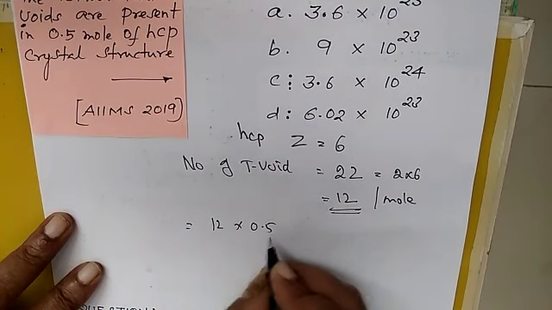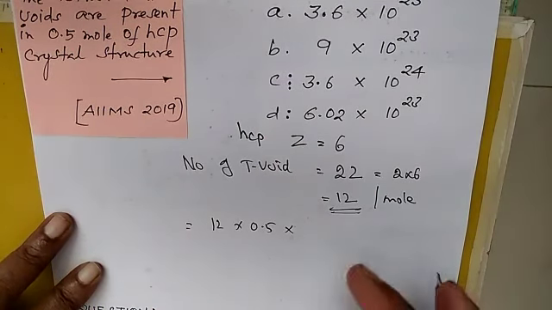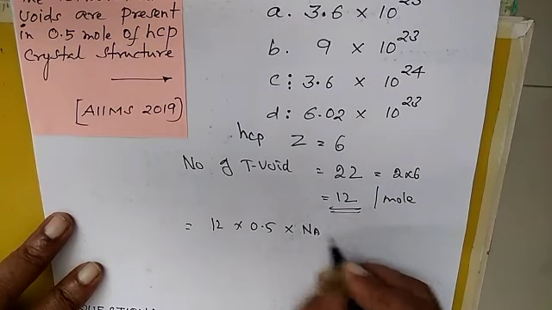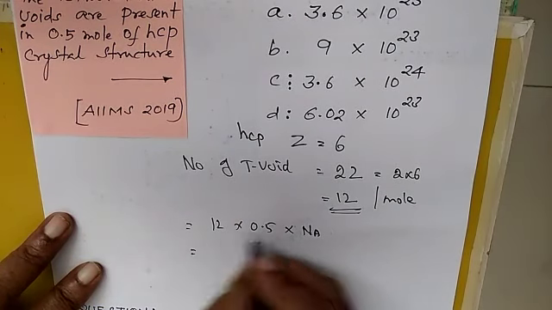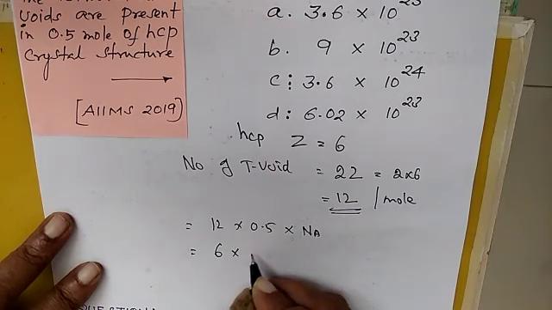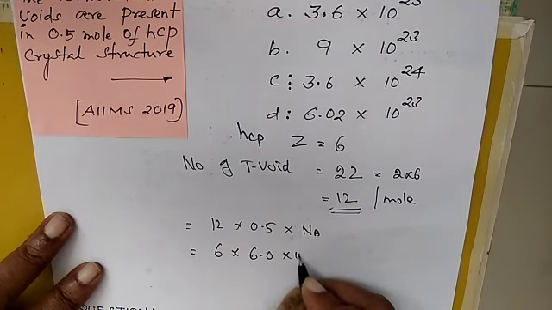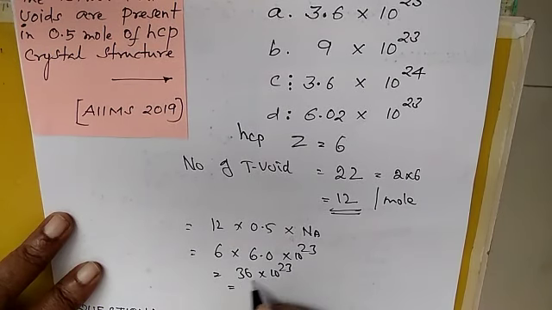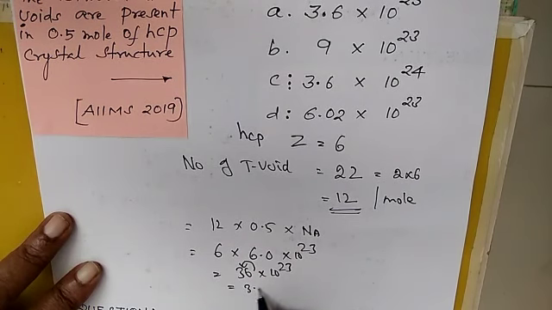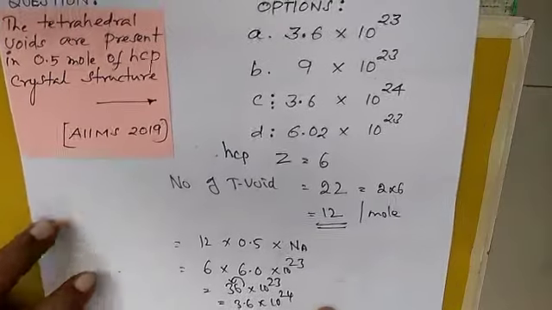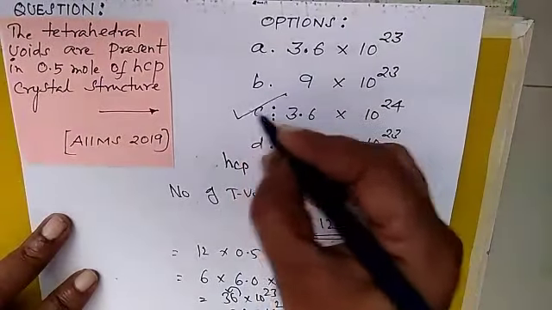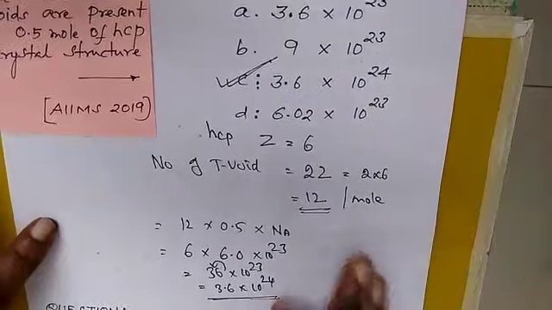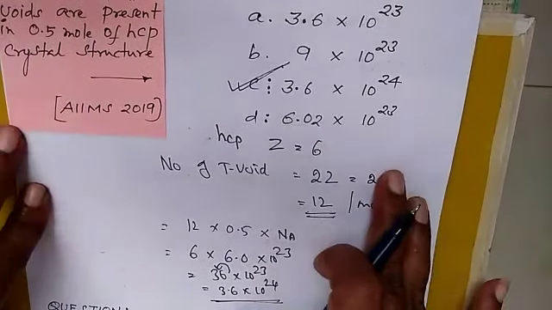0.5 mole is into this. 1 mole is understood always with the Avogadro number. Now let us see here: 12 into 0.5 becomes 6 into Avogadro number 6.023 into 10 power 23, that is 36 into 10 power 23. So now the decimal, I am bringing it here, so this should be a multiply. So your answer is 3.6 into 10 power 24. This is your option. This question seems to be a somewhat different question.